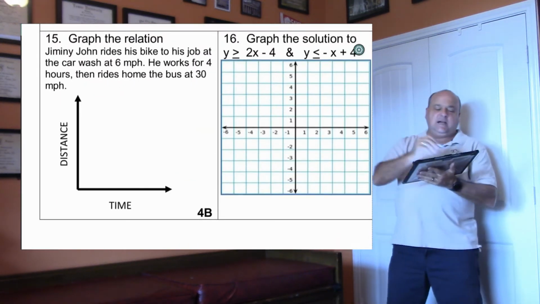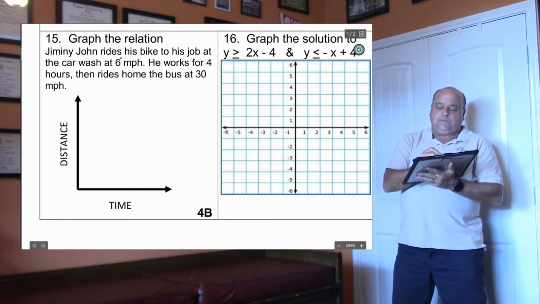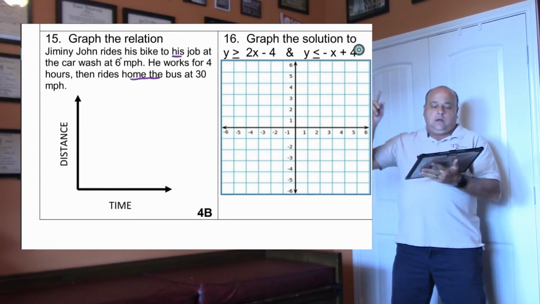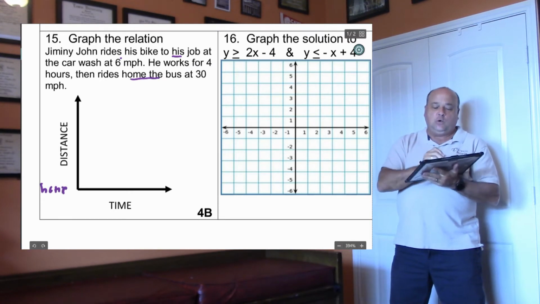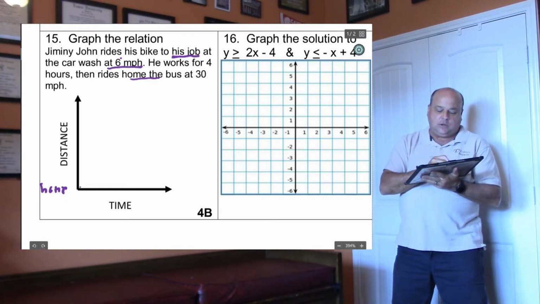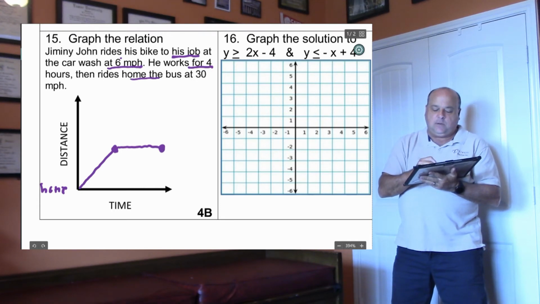Number 15, we really didn't study this. This is a relationship. You're graphing this. Okay, he rides his bike to his job, and then he rides home on the bus, okay? So this right here will be home. So he rides his bike to his job at the car wash at 6 miles an hour. So we're going to go to the car wash at 6 miles an hour. Then he works for 4 hours, so he's going to be at work for 4 hours. And then he rides the bus home at 30 miles an hour. That's going to be really quick, isn't it?